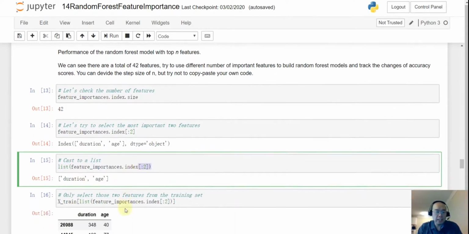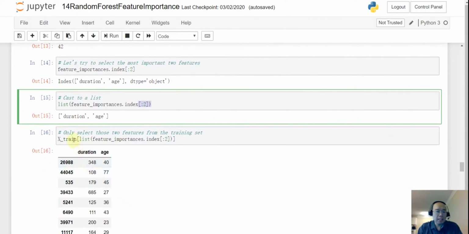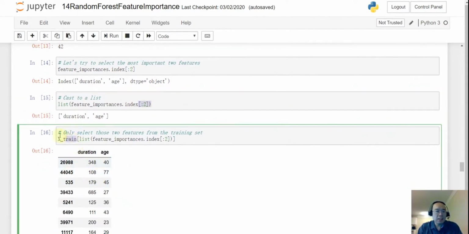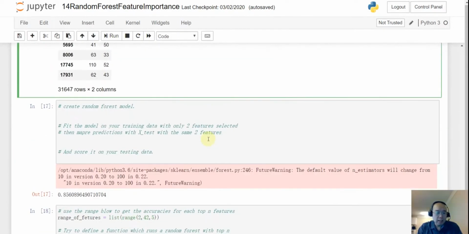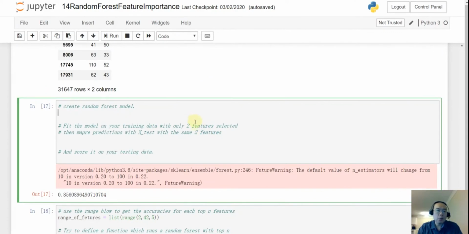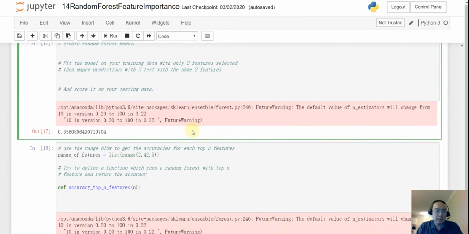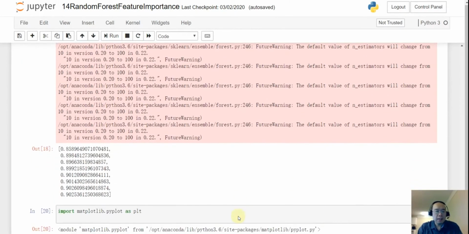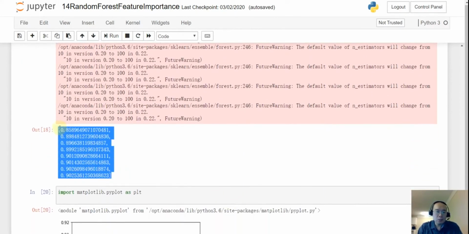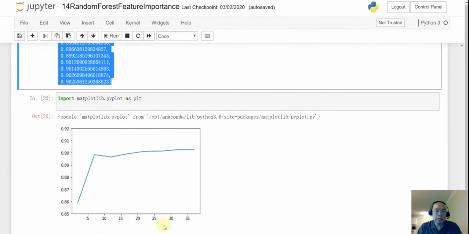My next question is, how about we just keep the two most important features, duration and age. After that, we create another training set, but only with those two most important features. Then do another random forest model, remember only with the two most important features, and try to get the accuracy score. After that, try different values: try the top 3 features, top 4 features, top 5 features, and get the accuracy scores for each of them. Eventually, you want to make a plot.